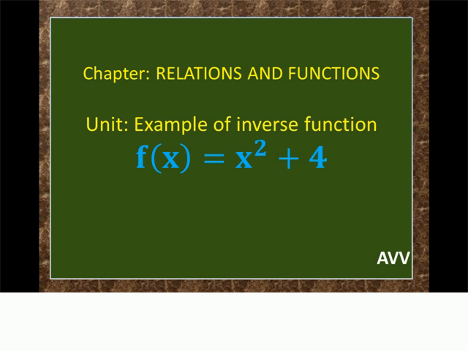Relations and functions. In this unit, we will see how to find the inverse of a quadratic function. That too, a very simple quadratic equation, f of x is equal to x square plus 4. So consider function f from R plus to the closed open interval [4, infinity) given by f of x is equal to x square plus 4.